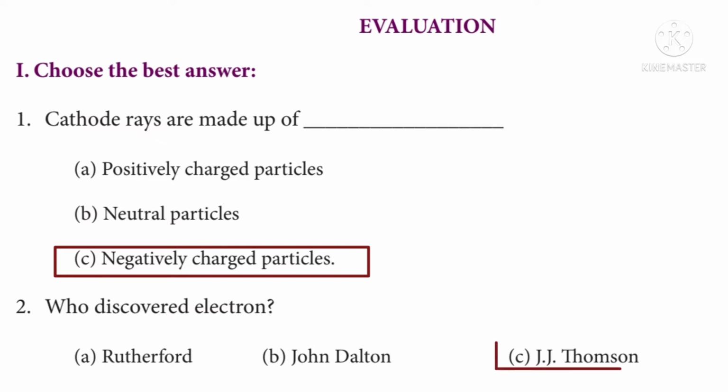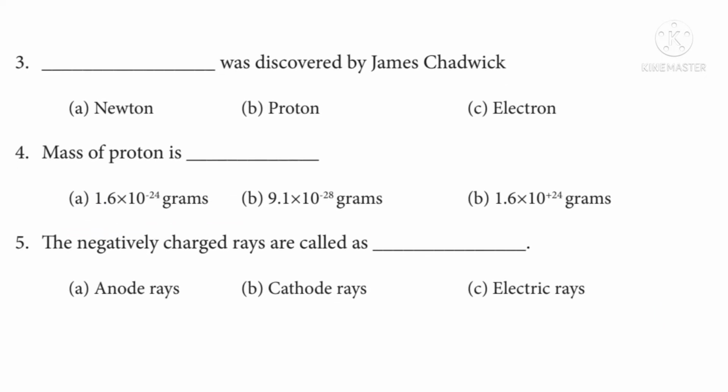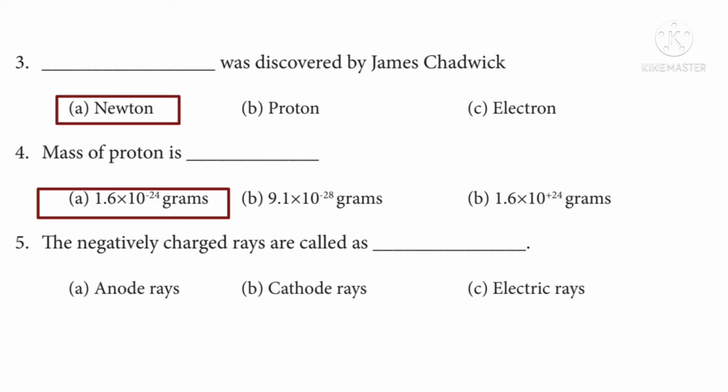Answer J.J. Thomson. Third question, dash was discovered by James Chadwick. Answer neutrons. Question 4, mass of proton is dash. Answer 1.6 into 10 to the power minus 24 grams. Fifth question, the negatively charged rays are called as dash.